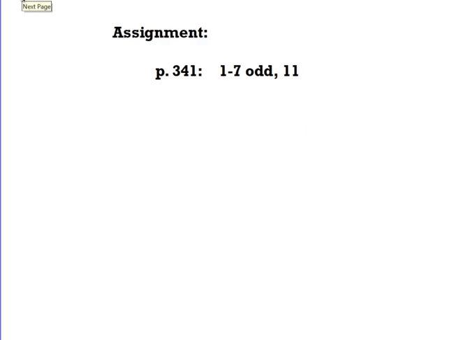Page 341, 1 through 7 odds, and number 11. Okay, again, this is one of those assignments from chapter 6 that I'm going to require you to get done.